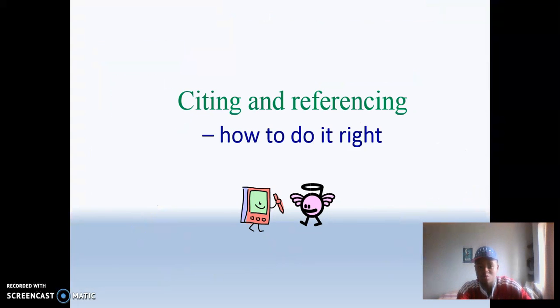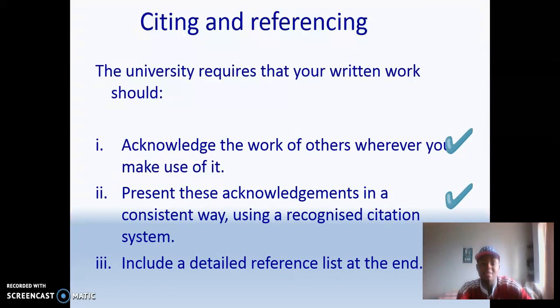Citing and referencing, how to do it right. By citing and referencing, the university requires that your written work should acknowledge the work of others whenever you make use of it. Very important. Present these acknowledgements in a consistent way using a recognized citation system. In our case, it will be referencing. It will be Harvard referencing. Include a detailed reference list at the end. Very important again.